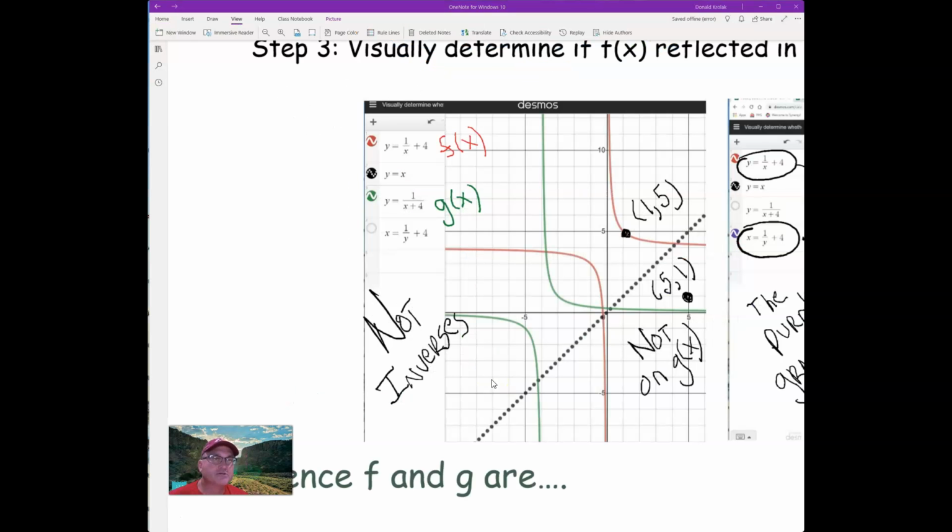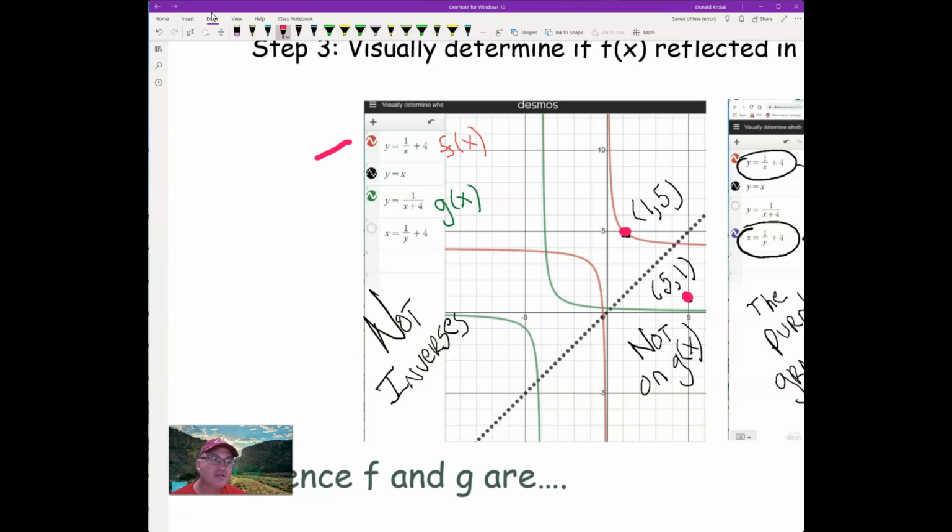Here are the two graphs that I put in. Then I put in the graph y equals x, and then the second one, 1 over x plus 4. And I want to know, are they inverses? So I took a point that was on f of x. That's the red graph, and that point was (1, 5). Well, I know that if they're inverses, (5, 1) has to be on the other graph. And you can see when you plot (5, 1), it's not on the green graph.